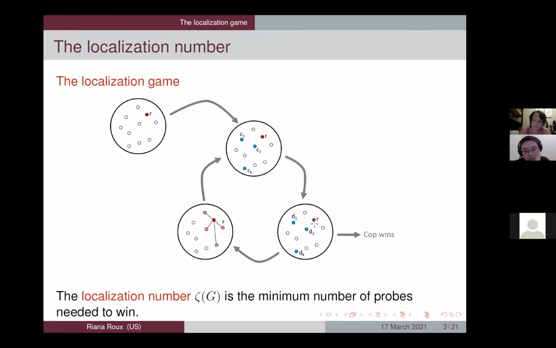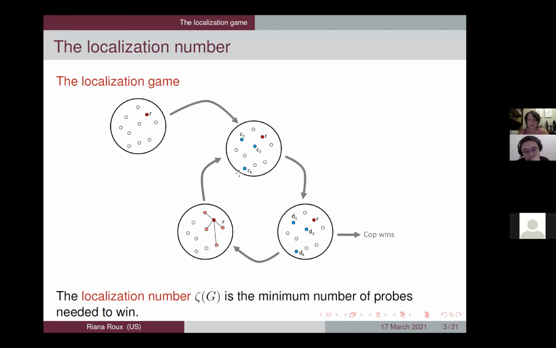So if it doesn't happen, the robber is allowed to move. The robber is trying to get away from the cop, so he's going to run somewhere or stay put if it's a good hiding place. But he can only move within his closed neighborhood. So he can't jump to a node on the other side of the graph. He must stay in his neighborhood. After the robber has moved, the cop is allowed to probe again.